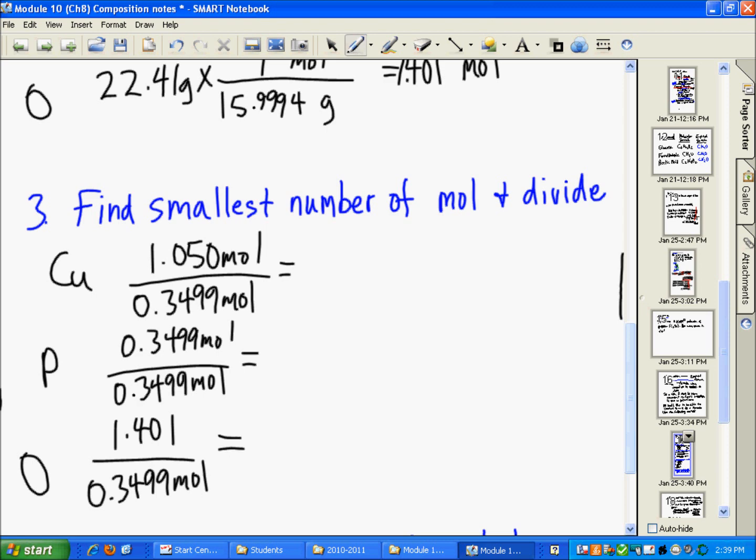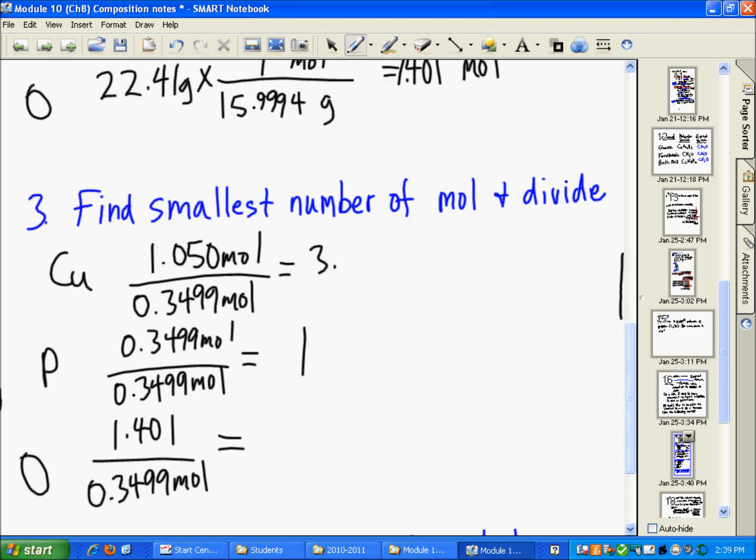And divide all those out for me and let me know what you get. Phosphorus is obviously 1 because it's just dividing by itself. First one, copper, is 3.000, so it's basically 3. It keeps going with other numbers, but we'll just leave it as 3.